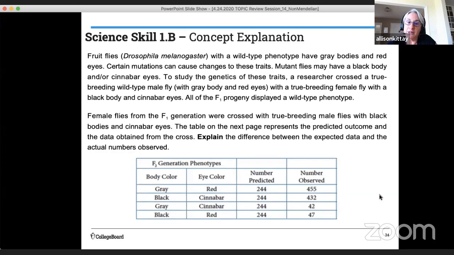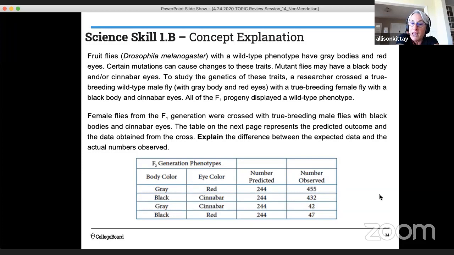The data, it actually is not on the next page, it's right there in front of you, represents the predicted outcomes and the data obtained from the cross. You are asked to explain the difference between the expected data and the actual numbers observed. So think Mendel: if these genes were on different chromosomes, we would expect 1 to 1 to 1 to 1. So we get the same number, 244, for each of the F2 phenotypes, but that's not what happened. We got an observed number of the parents.